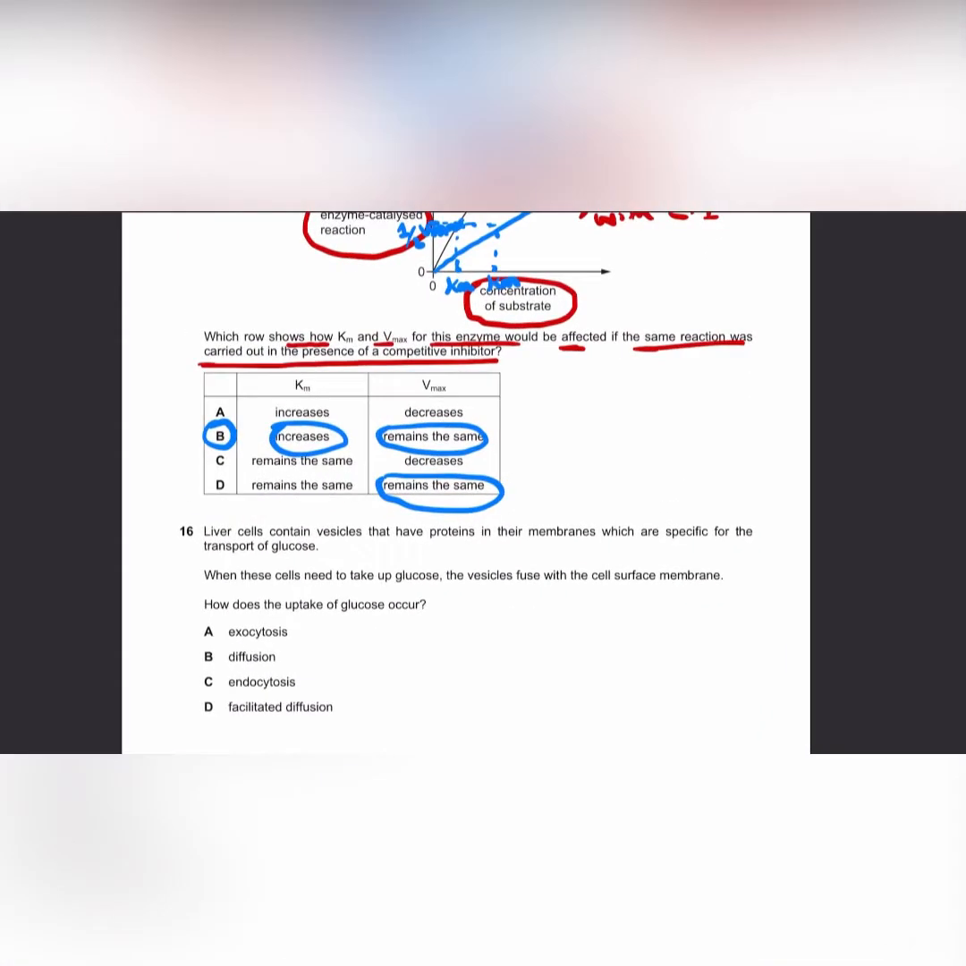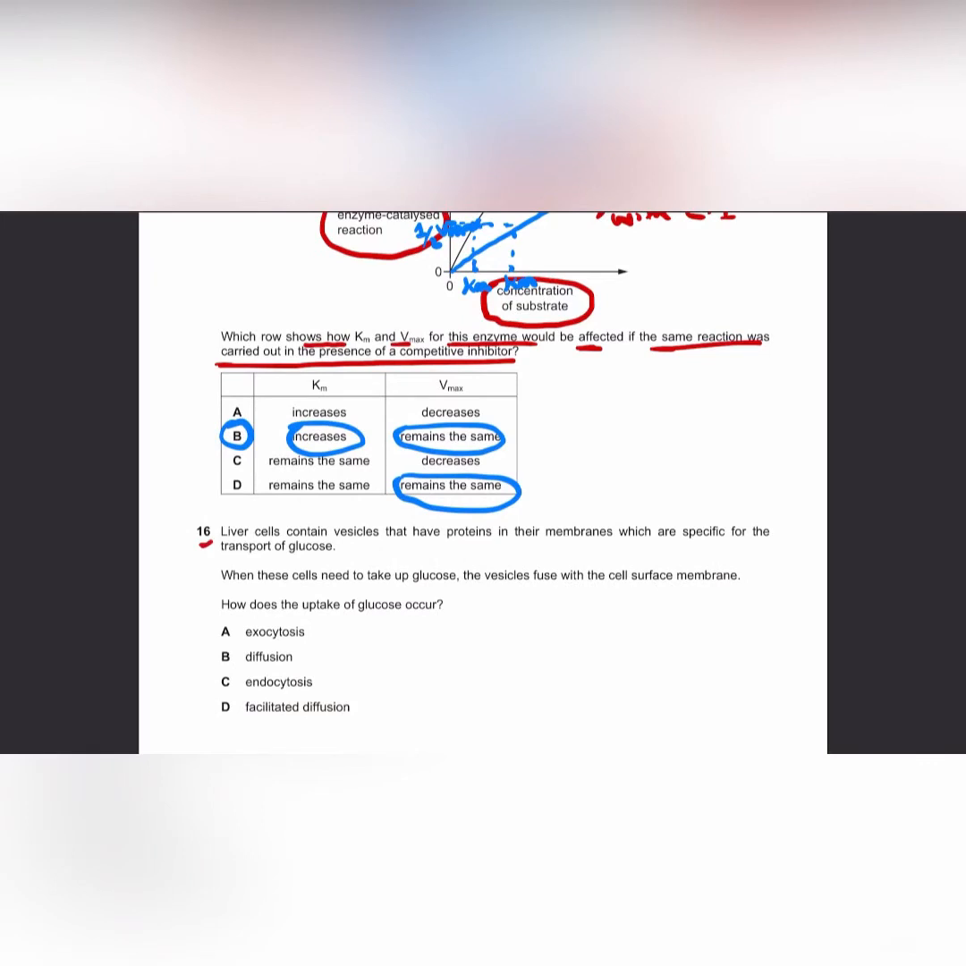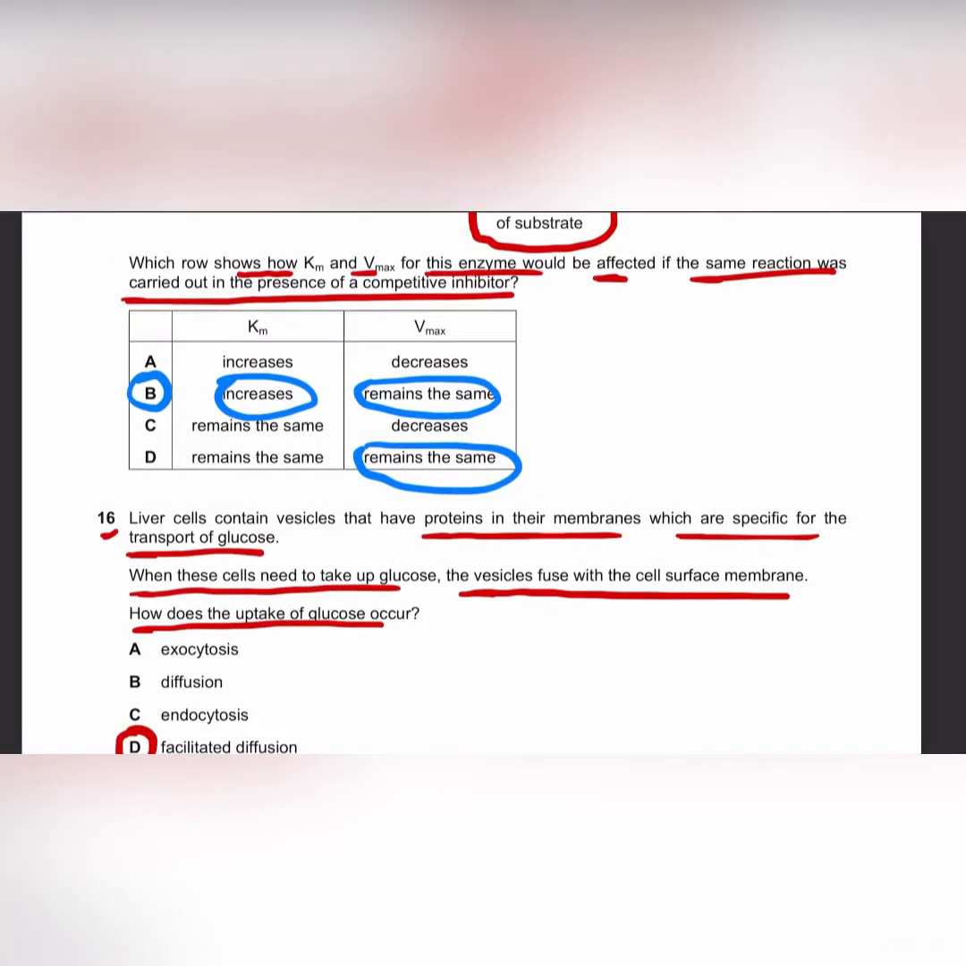Liver cells, MCQ number 16. Liver cells contain vesicles that have proteins in their membrane, which are specific for the transport of glucose. When these cells need to take up glucose, the vesicles fuse with the cell surface membrane. How does the uptake of glucose occur? Guys, as you all know, glucose is a polar molecule, right? So glucose will be taken up by facilitated diffusion through transport proteins.